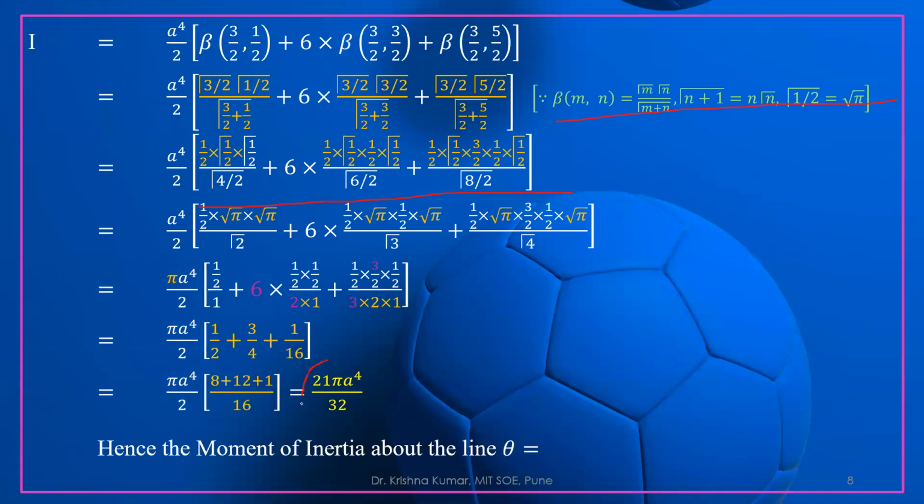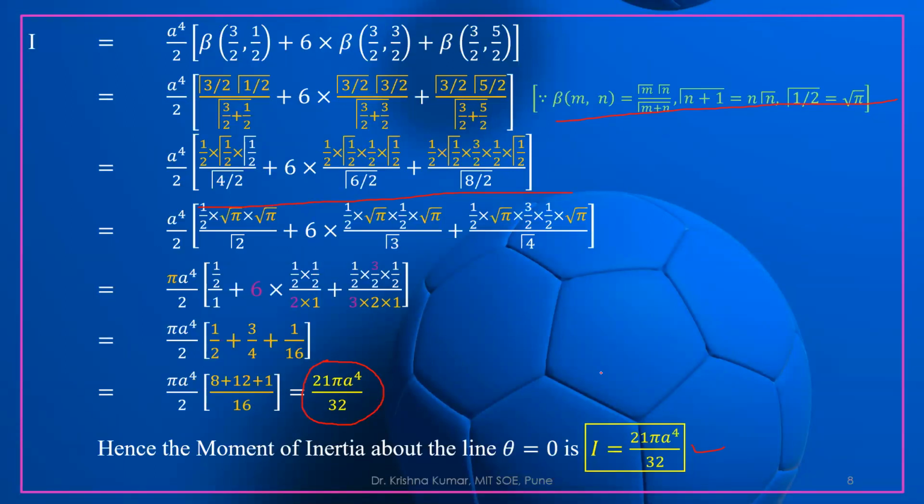21 pi a to the power 4 upon 32. So now this is what. Hence the moment of inertia is 21 pi a to the power 4 upon 32. Here we have not taken the rho, means here there is no statement about the rho, so we consider that rho is 1.